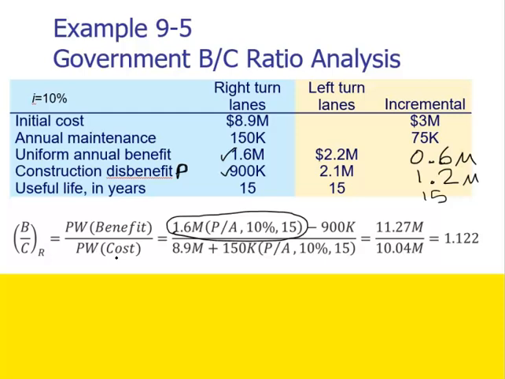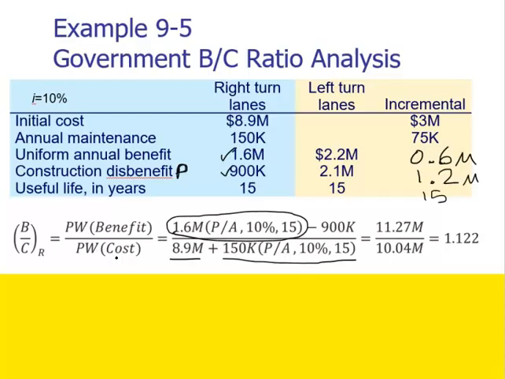After that, you go for the present worth of the cost. We have the initial cost, so we put it exactly the same as it is. And after that, we have annual maintenance for 15 years, which gives you this amount. So the ratio comes with 1.122. That is a good ratio. So it means that the Defender now is right turn lanes. It gives us more than the cost we invested in it.